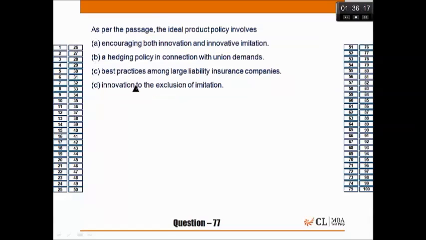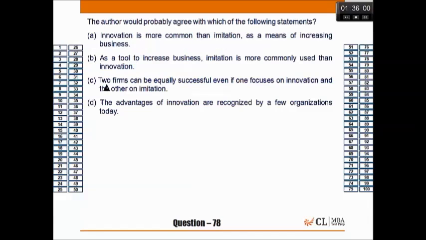Okay. As per the passage, the ideal product policy involves both imitation and innovation. Encouraging both innovation and innovative imitation. Yeah, that's what it is. Union demands not mentioned. Insurance companies not mentioned. Innovation to exclude. No. Question 78: our author will probably agree that both innovation and imitation are important. That's what he'll agree to. Innovation is more common than imitation as a means of increasing business. Yeah, probably. Two firms can be equally successful if one focuses on innovation, the other on imitation.